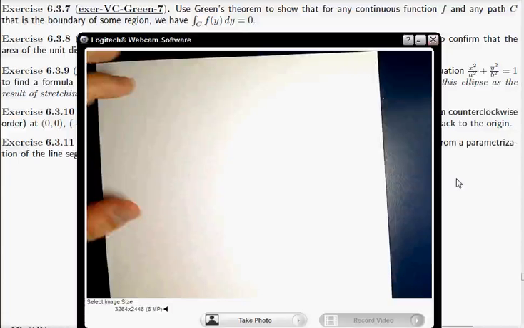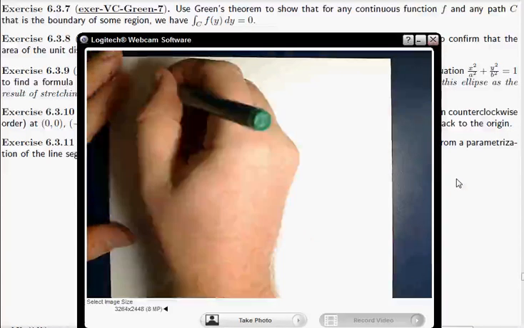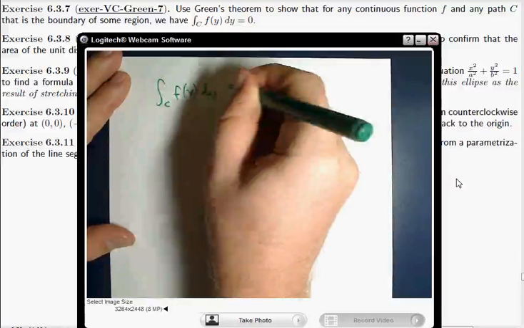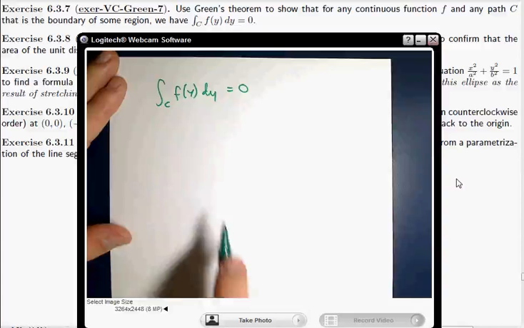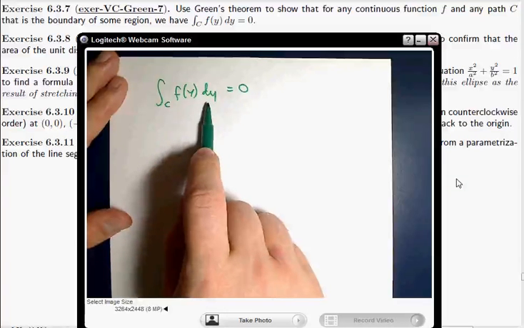All right, Green 7. So we want to show that this is always equal to 0. So step 1, what in the world is this thing, right? Again, the notation's kind of weird. I think the most important thing to realize right off the bat is that this is a notation that we kind of don't like. It's convenient to write down, but it's not clear what the vector field is that we're dealing with here.